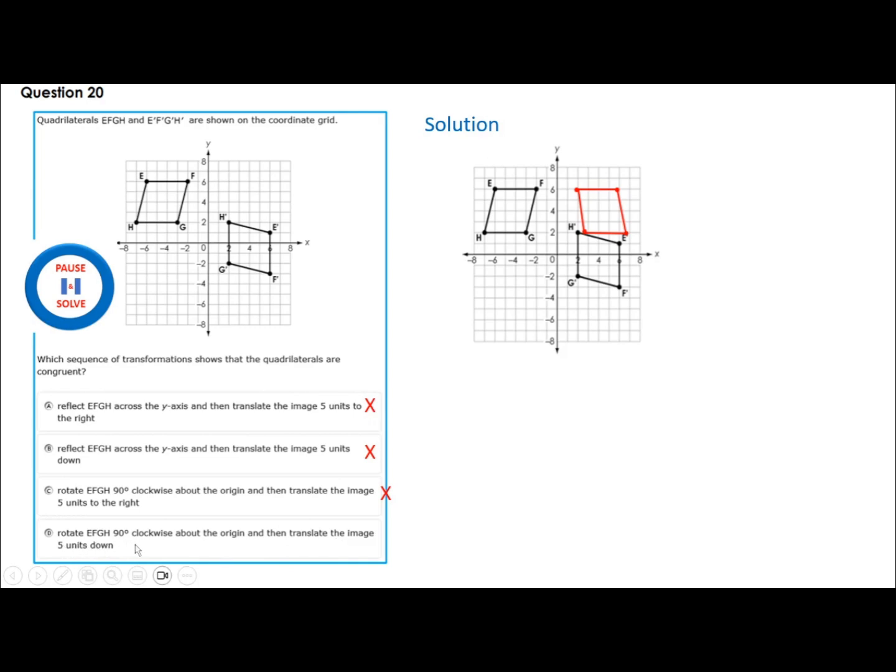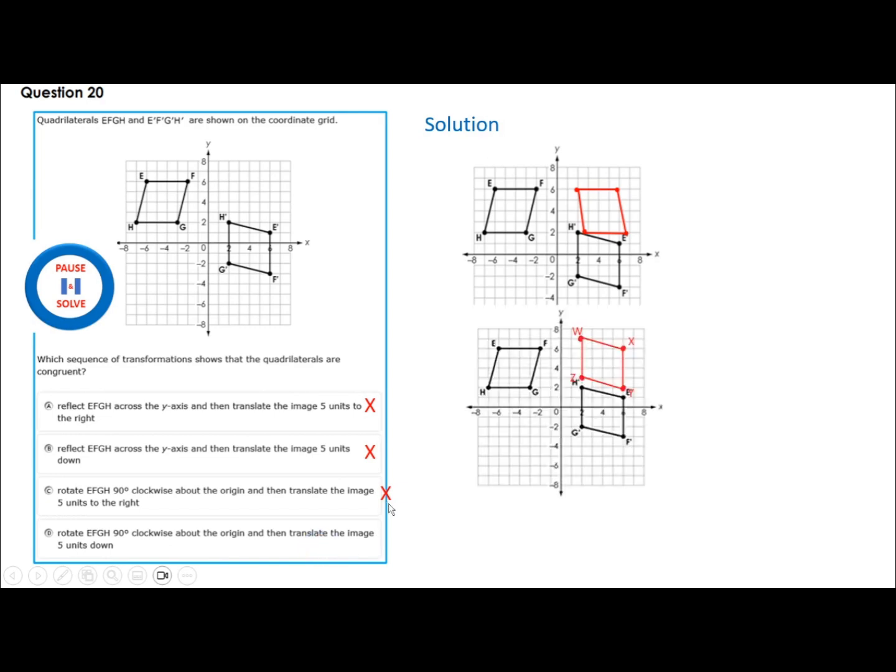Rotate EFGH clockwise about the origin, and then translate the image 5 units down. Okay? So when you rotate clockwise 90 degrees, it's going to be here, and then translate the image 5 units down, go 5 units down, it matches 100%. Okay? So here's the calculation.